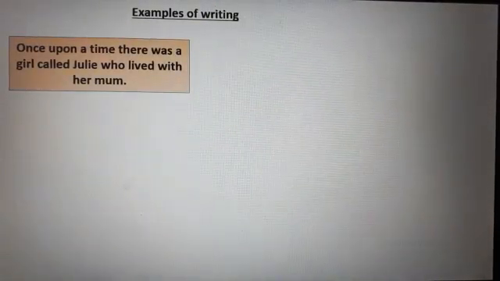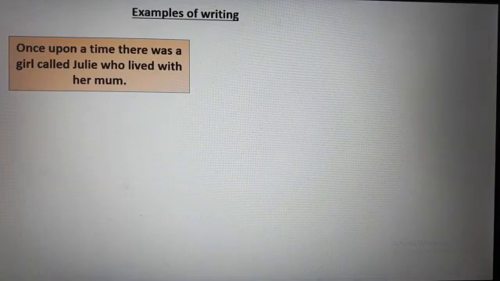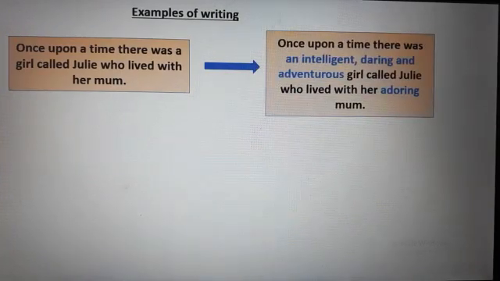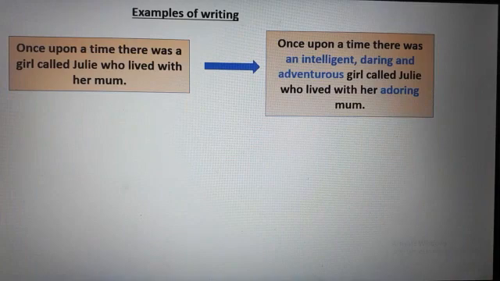You might want to start writing by saying, once upon a time there was a girl called Julie who lived with her mum. It's not a bad sentence, but I'm thinking we can up-level this and make it even more interesting by saying, once upon a time, there was an intelligent, daring and adventurous girl called Julie who lived with her adoring mum.